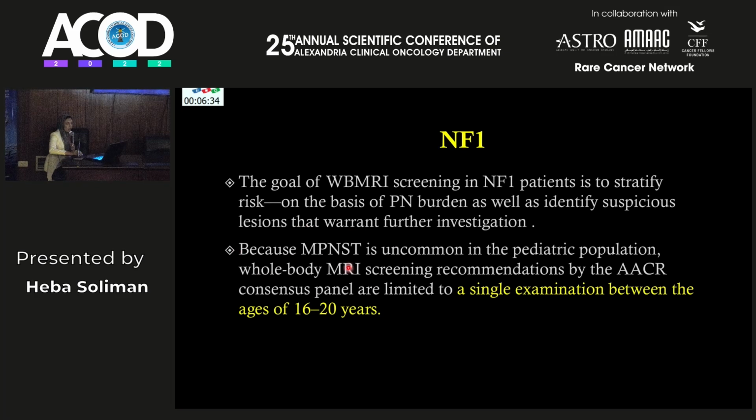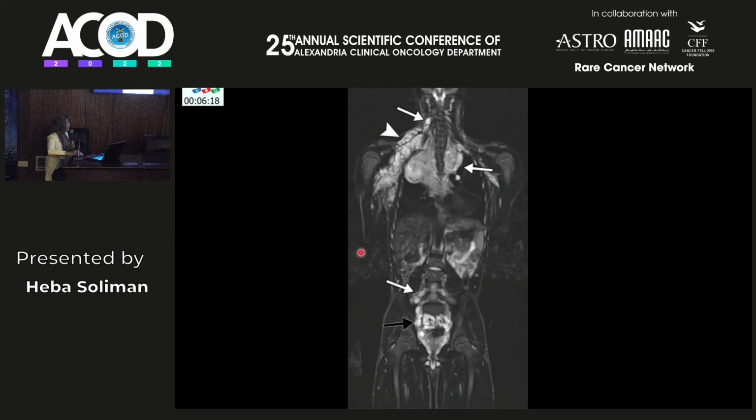But because malignant peripheral nerve sheath tumor is uncommon in the pediatric population, the AACR recommendation limited the whole body MRI screening to a single examination between the ages of 16 to 20 years. This is a coronal STIR whole body MRI for a patient with NF1, which shows multiple and extensive plexiform neurofibromas along the right brachial plexus, along the bilateral dorsal spinal nerve roots, lumbar spinal nerve roots, and the sacral and pelvic nerve roots.